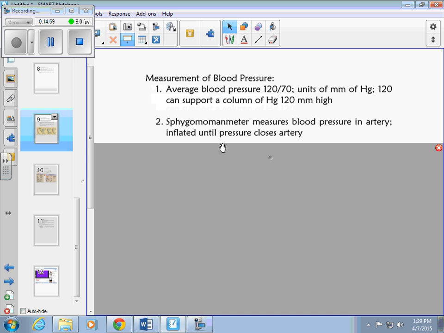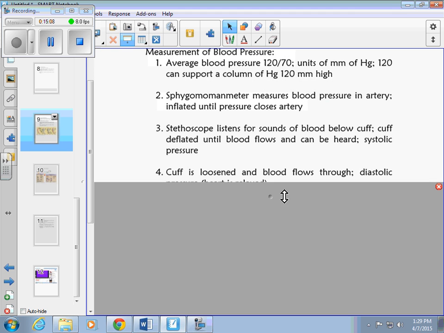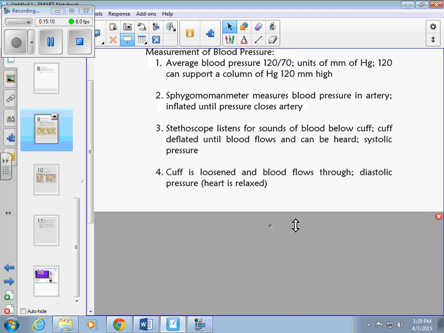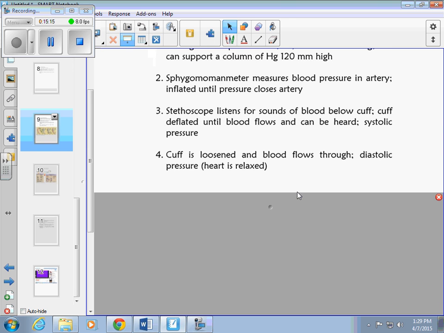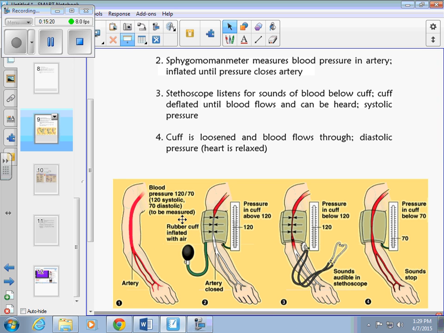A sphygmomanometer is the device that's going to measure the blood pressure in the artery. We do have the diagram for this one, and it's going to show us how to use the cuff. The first step would be to put the cuff on, and you're going to pump up that little bulb at the end, and you pump it up so that the pressure will actually close the artery. So you're stopping the blood from moving through there.